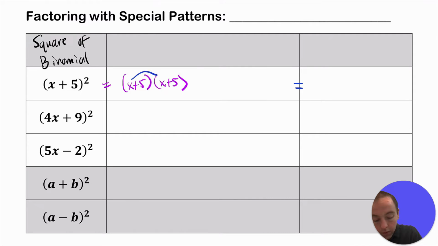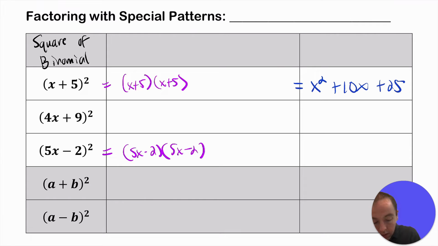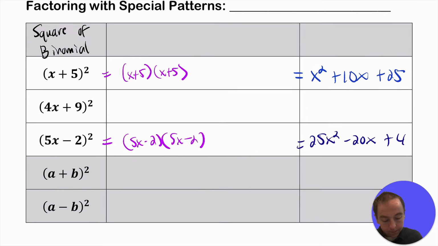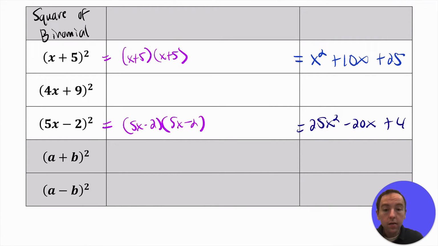When we FOIL that, you're going to have the x squared, and then plus 5x and plus 5x combine to be plus 10x, and then 5 times 5 is plus 25. Then I want to jump to 5x minus 2, that quantity squared. If we write that out separately and FOIL it, then 5x times 5x gives you 25x squared, and then minus 10x, but then another minus 10x means you get a negative 20x term, and then negative 2 times negative 2 is plus 4. Okay, I think that's enough examples with numbers and variables.